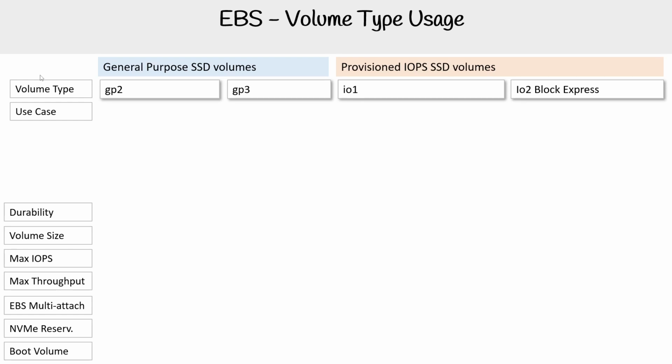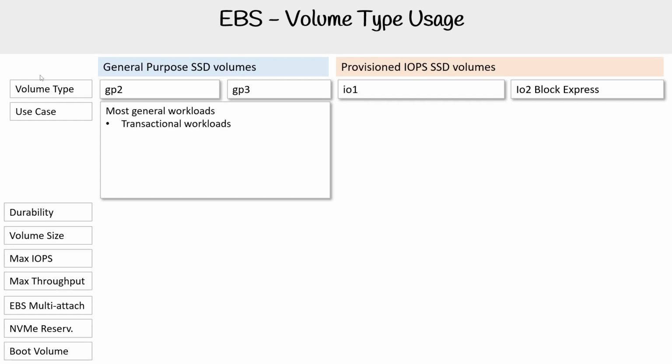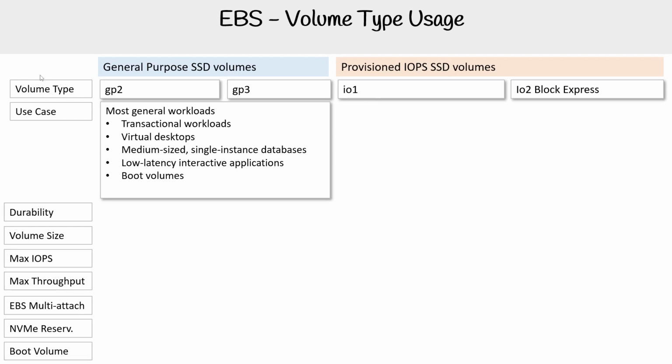Let's look at the use case for general purpose. Most general workloads, transactional workloads, virtual desktops, medium size single instance databases, low latency interactive apps, boot volumes, and development and test environments. When you don't know what to choose, the general purpose volume, such as GP2 or GP3. Sometimes people just use GP2 because the free tier is on GP2 as opposed to GP3. But if you're going to run something, I'd run it on GP3 because we're not on the free tier. GP3 is going to be more cost effective anyway.